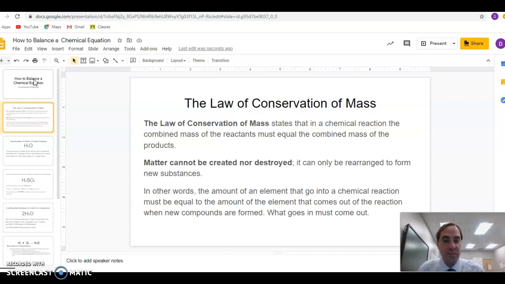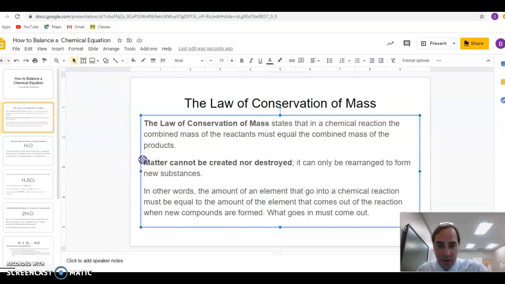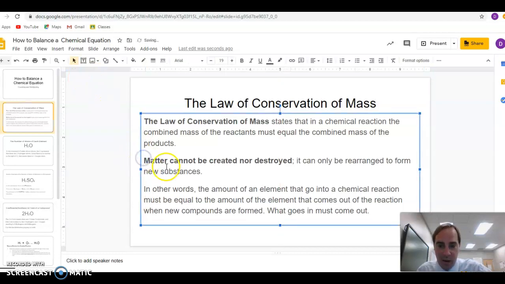law of conservation of mass. What that law states is that the combined mass of the reactants, what goes into the equation, must equal the combined mass of the products, that which comes out. And that is because matter cannot be created nor destroyed, okay? It can only be rearranged to form new substances.